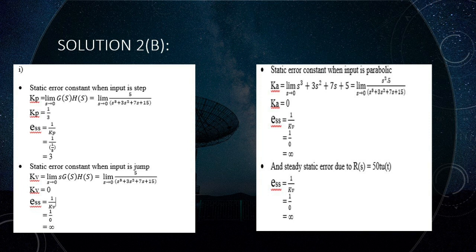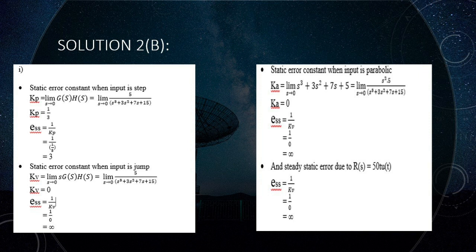Previously, in the static error constant when input is stepped, we do not multiply the numerator and denominator by s, but in the static error constant when input is ramped, we multiply the numerator and denominator by s.